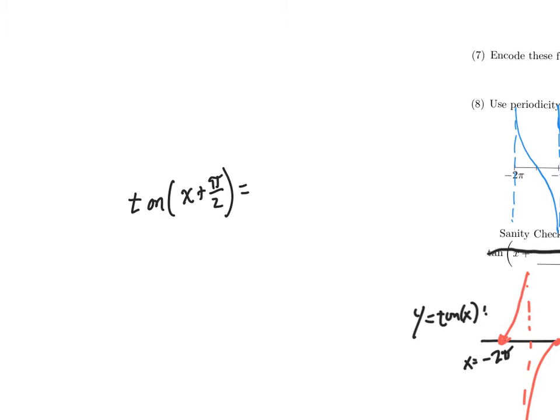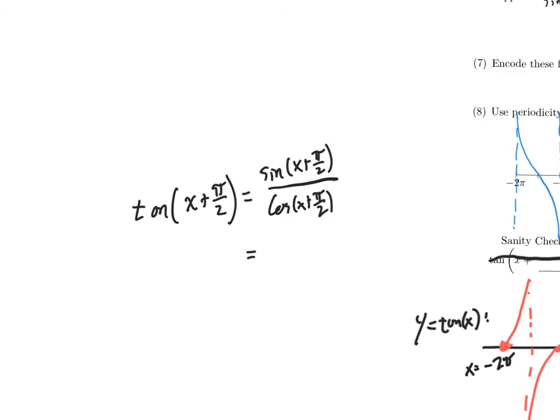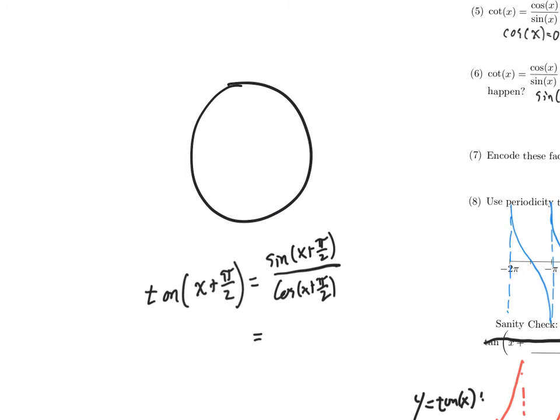So tangent of x plus pi over 2, that's the sine of x plus pi over 2, divided by the cosine of x plus pi over 2. So we have to remember what sine and cosine of x plus pi over 2 are, and either you can remember it, or, you know what, I think this is worth drawing a picture to help remember it. So there's rotation by some angle theta, and there's rotation by some angle pi over 2 plus theta.